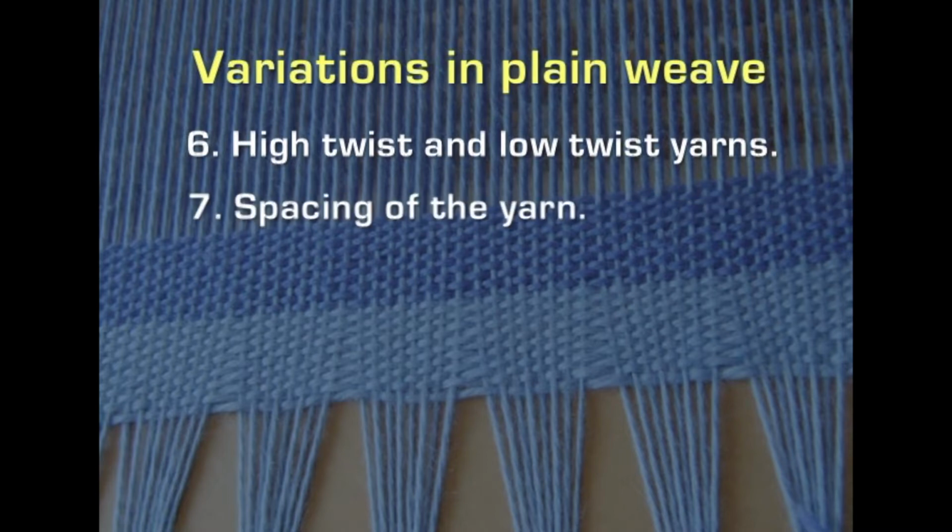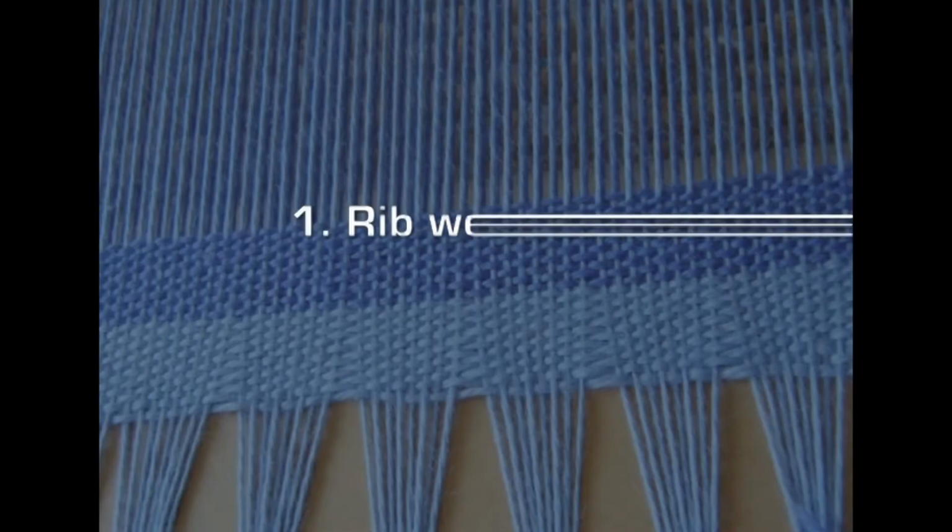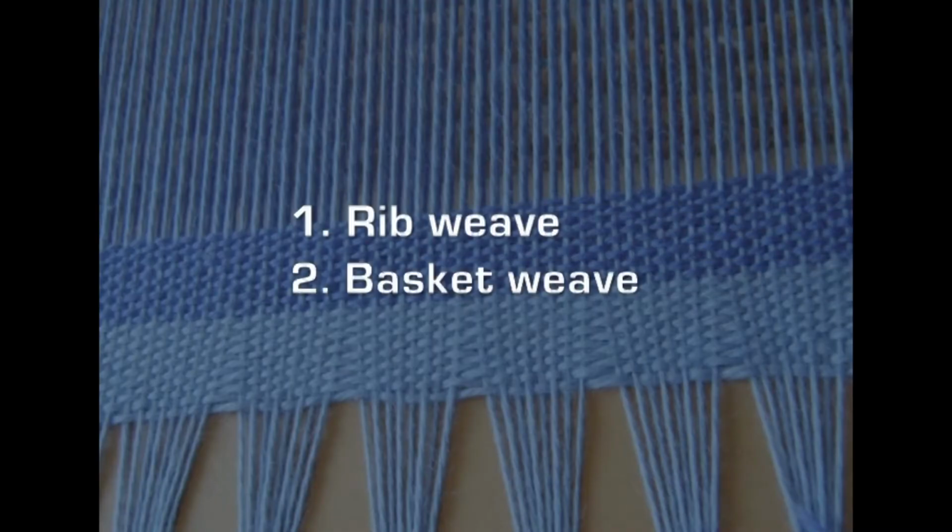And also by spacing of the yarns, we can leave space in between, and then we can have another yarn over there. That also produces a lot of variety here, and also with different types of prints and different types of finishes, we will be able to bring out variety by having these variations in the plain weave. 2 other variations are also possible here. One is rib weave and the other one is the basket weave.